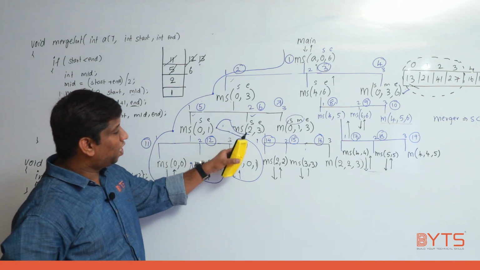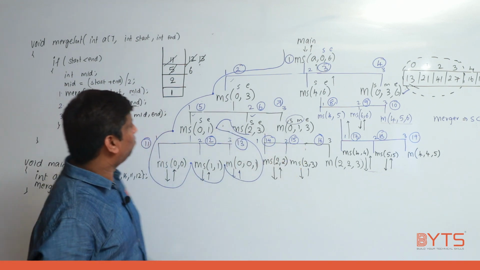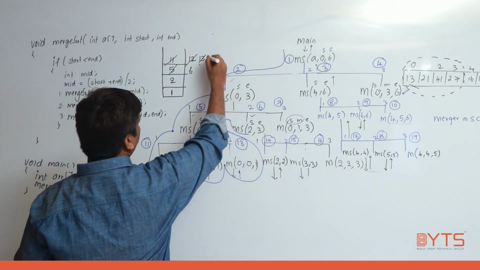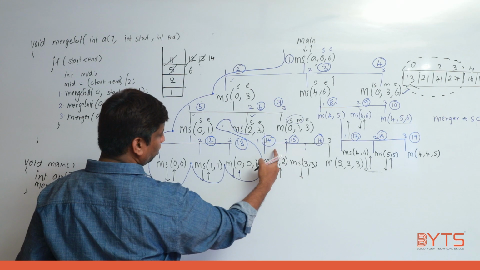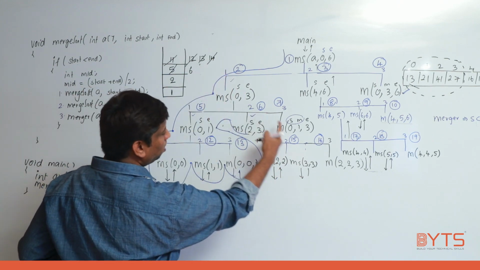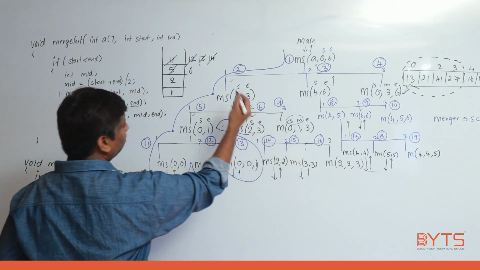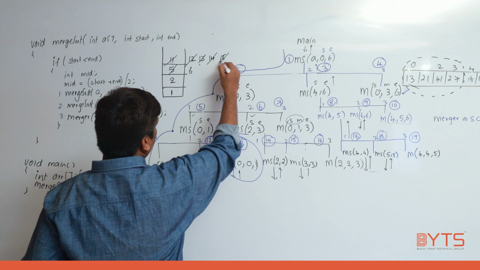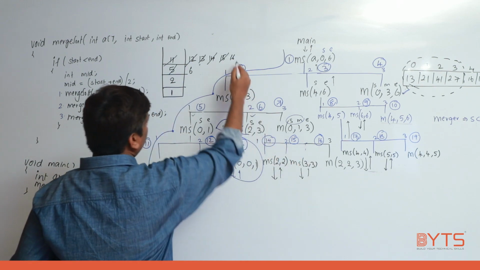When will 6 be completed? After 14, 15, 16. Means 6 is initially calling which function? First it is calling 14. 14 completed, I came to 6. Again it is calling which function? 15. 15 completed. Again I am coming to which function? 16. 16 is also completed.